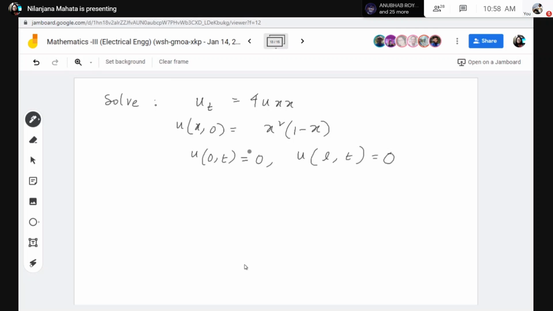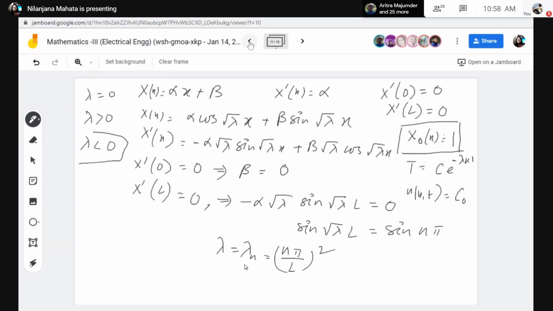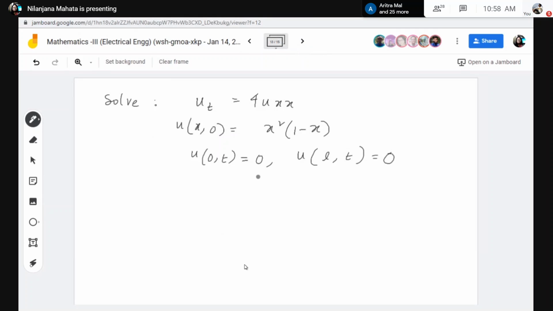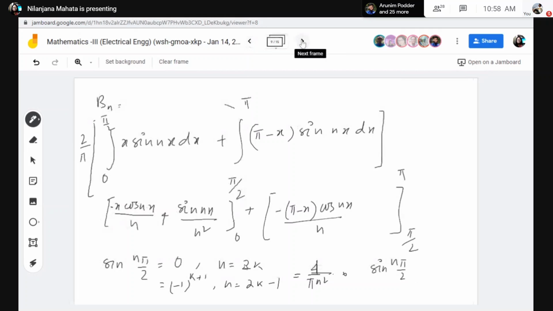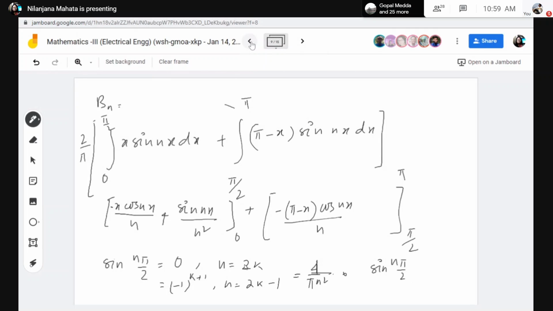Okay, you just put this in this form where you have to find this Bn. Check this. This is the Dirichlet condition. For the previous problem where we solved this, this is your Dirichlet solution, right? So you can put this. Oh no, this is for a particular problem.